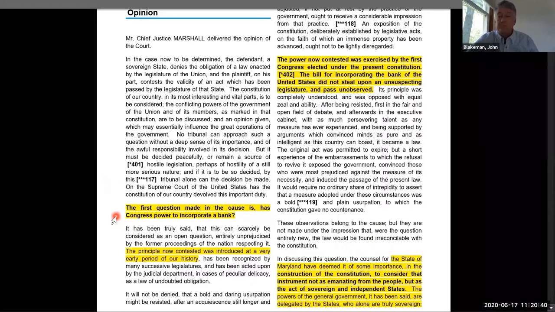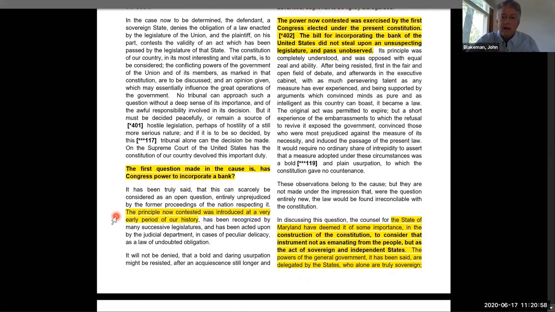Marshall jumps right to the first question, Chief Justice Marshall. The first question is, has Congress the power to incorporate a bank? Now, we're going to see Marshall is going to get sidetracked along the way here, but that's okay, because it's sort of interesting how he does get sidetracked. But he says, and I think this is important, the principle now can set the question, can Congress create a bank? It was introduced at a very early period of our history.